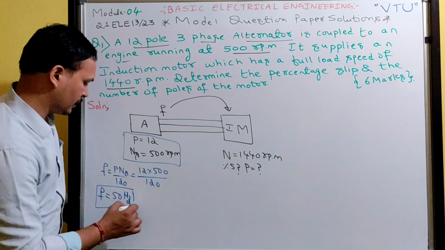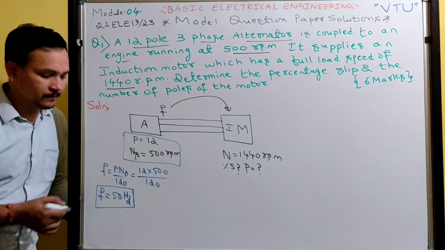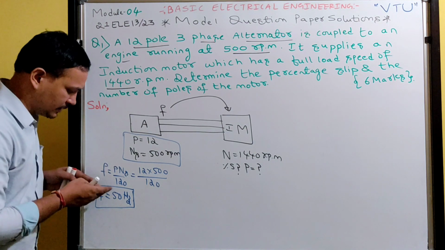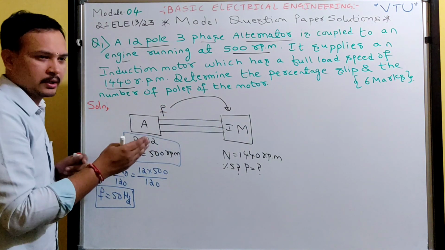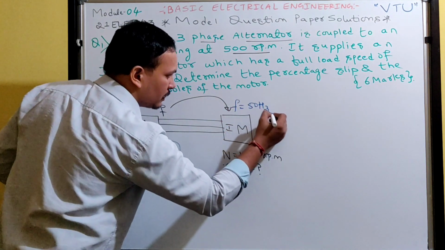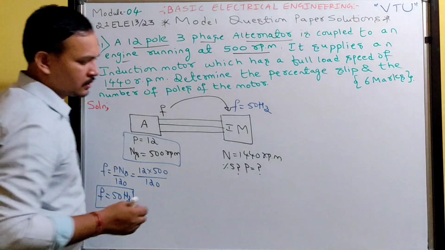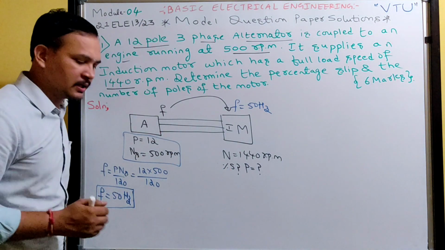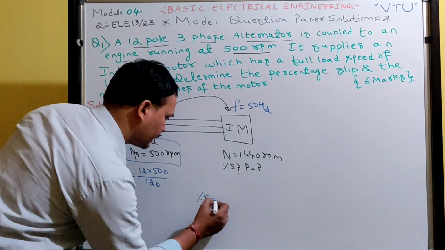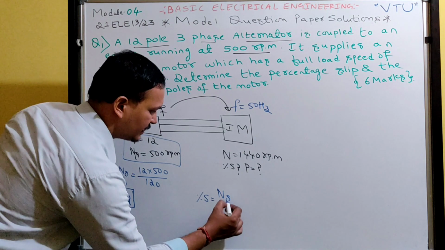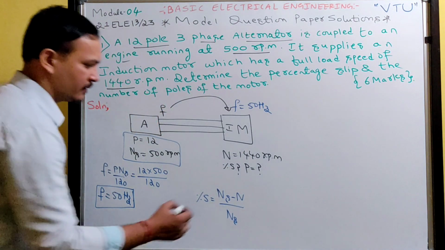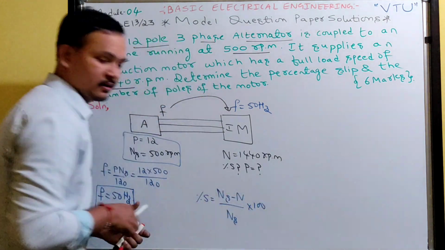Okay, 50 Hz. This is the supply frequency. This electrical output has this much frequency, and this electrical supply is given to the motor. So what would be the frequency of the motor? 50 Hz. Now to calculate percentage slip, what is the percentage slip formula? Ns minus N divided by Ns, multiplied by 100.